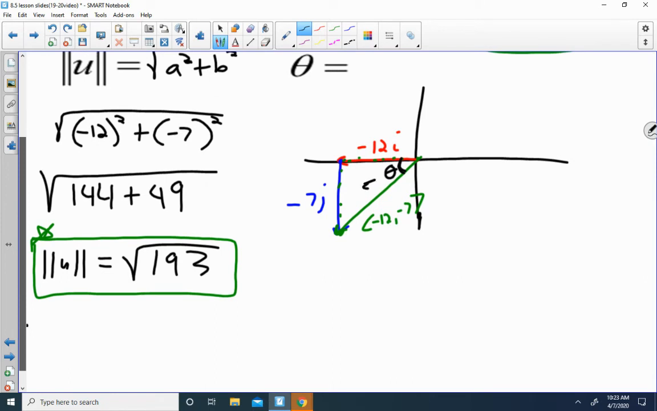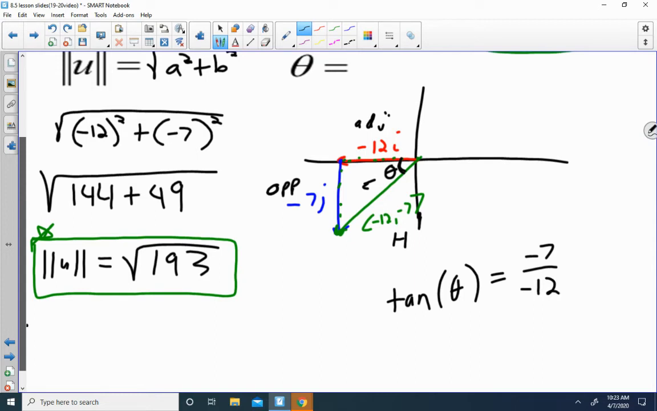Okay, so that makes a negative 7 the opposite. That makes a negative 12 the adjacent. And of course, the green side is the hypotenuse. We already have an opposite and adjacent, so we'll go ahead and use tangent. So tangent of our angle is the opposite, which is negative 7, divided by the adjacent, which is negative 12.